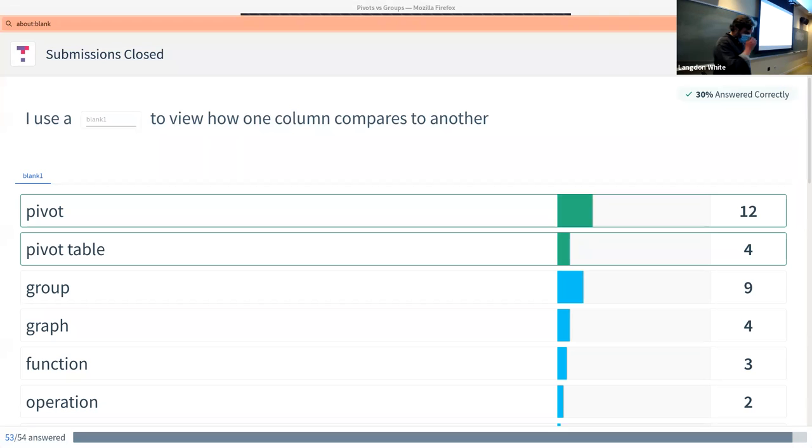Okay, so this is the big thing I wanted to draw out, right? This is not a group, okay? It's a pivot or pivot table. The group is when you want to collect rows together, rather than when you want to compare two columns to each other. So they have different uses. They seem very similar, but they are actually quite different in their output. So pivot table was the right answer, but I took just pivot as well. But there it is.